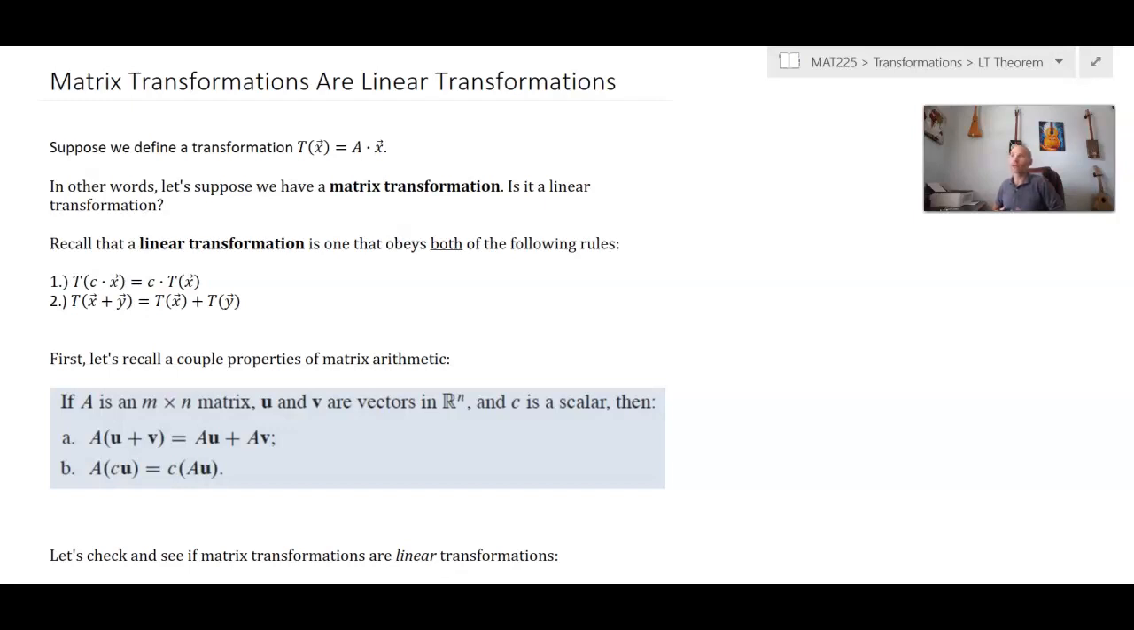In this video, we're going to set out to show that matrix transformations are in fact linear transformations. So suppose we define a transformation as follows. T of x, this function called T, is going to input a vector we'll refer to as vector x, and its output will be the product of some matrix and that corresponding vector.